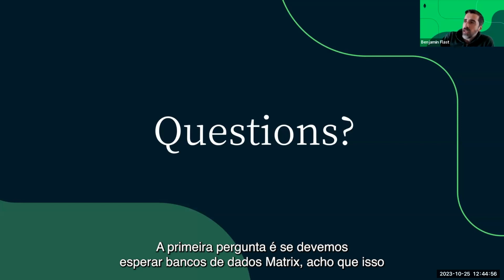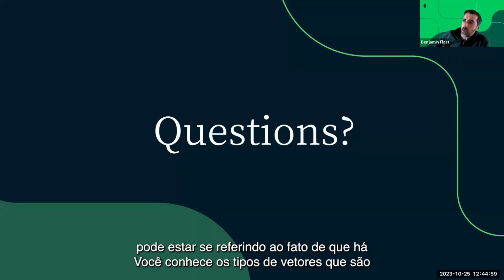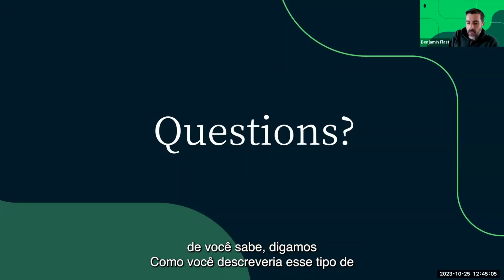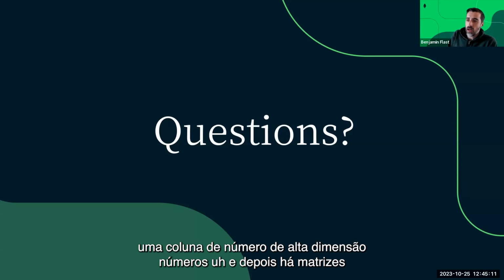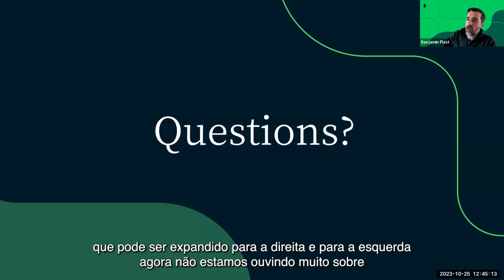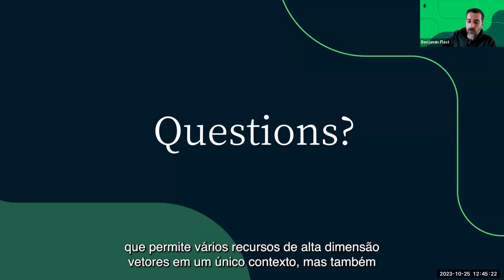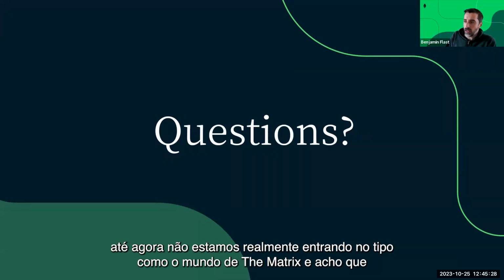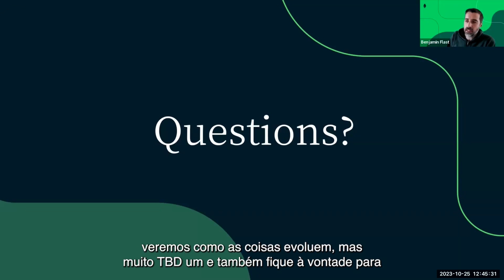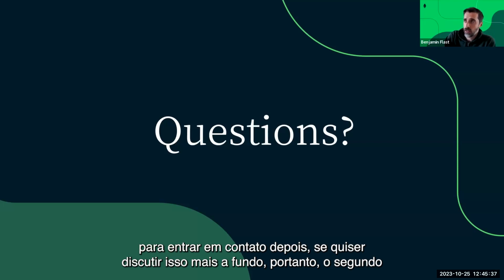The first question is, should we expect matrix databases? I think this might be alluding to the fact that vectors are kind of one column of high dimensional numbers, and then there are matrices, which can expand it. Right now, we're not hearing a lot about that. There's definitely demand for hosting or providing for multiple high dimensional vectors within a single context. But so far, we're not really getting into the matrix world. I think we'll see how things evolve, but very much TBD. And also feel free to reach out after if you want to discuss that further.